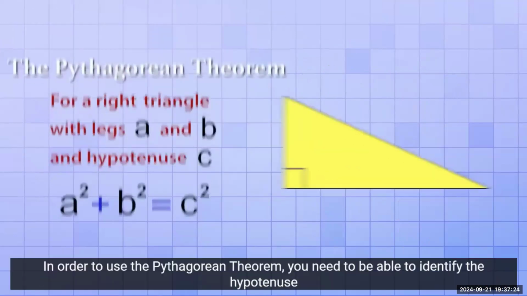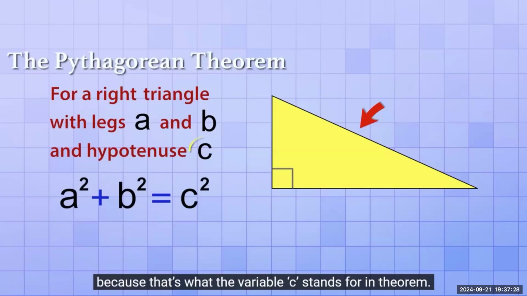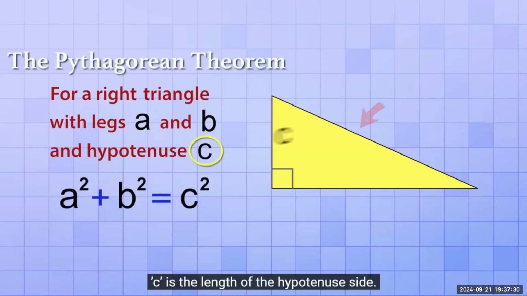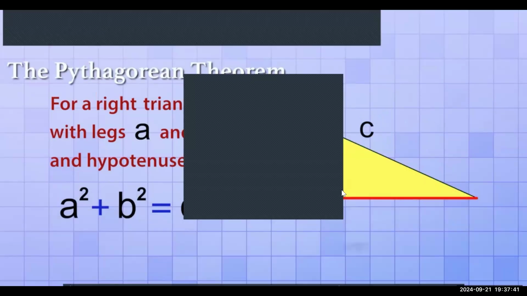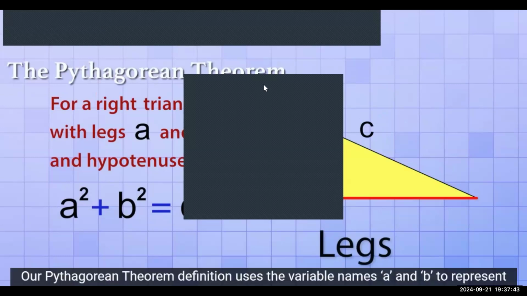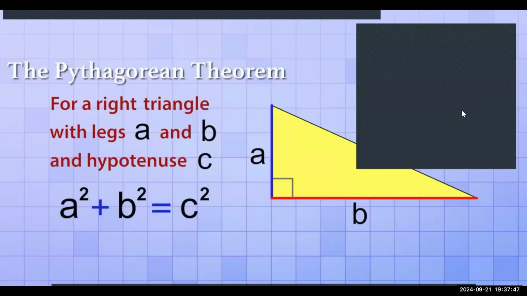In order to use the Pythagorean theorem, you need to be able to identify the hypotenuse because that's what the variable c stands for in the theorem. c is the length of the hypotenuse side. The other two sides of the triangle, the ones that do touch or form the right angle, are called its legs. Our Pythagorean theorem definition uses the variable names a and b to represent their lengths. Oh, and it doesn't matter which leg is called a and which leg is called b, as long as you keep track of which is which after you make your initial choice.